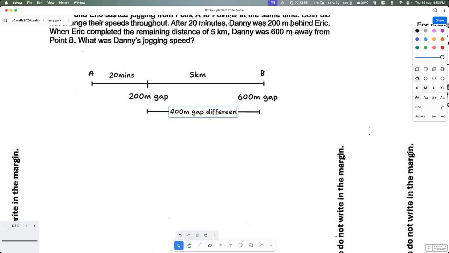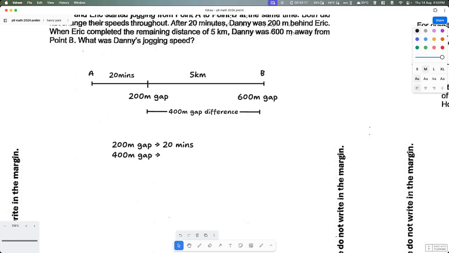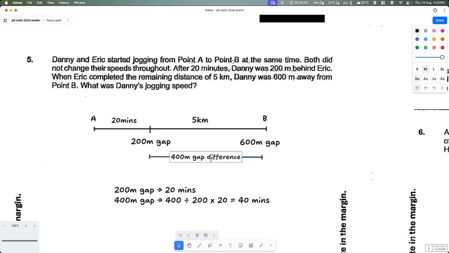Okay, and we know that the 200-meter gap is 20 minutes, right? So the 200-meter gap is equal to 20 minutes. So a 400-meter gap is equal to 400 divided by 200 times 20. This will give us, basically, 40 minutes. So that means for a 400-meter gap difference, the 5 km is 40 minutes.